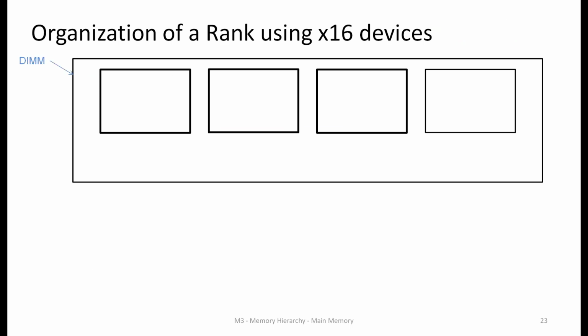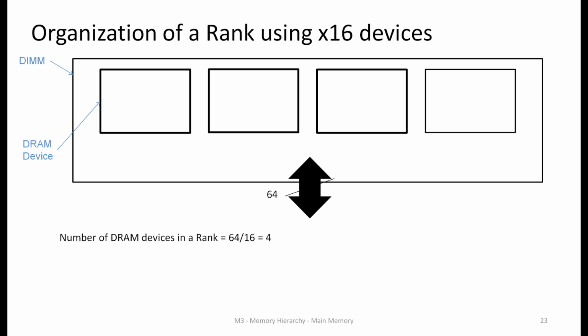Let's assume this is one DIMM. It has 4 DRAM devices of x16 width. Now when we say that the channel width of this DIMM is 64 bits, the number of DRAM devices that would form my rank is given by 64 divided by 16, which is 4. It means that these 4 devices work together to give me the 64 bits of data. Each of these devices gives me 16 bits.